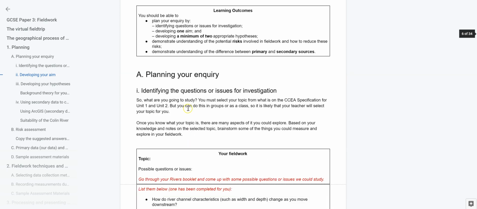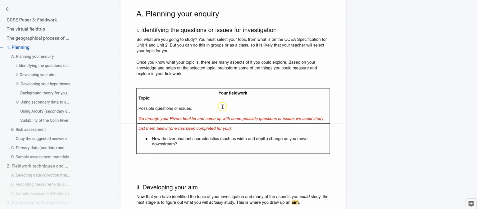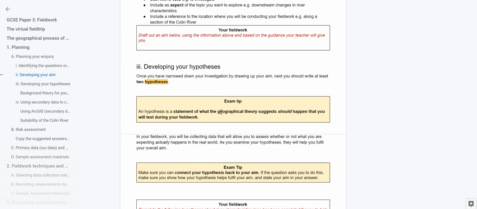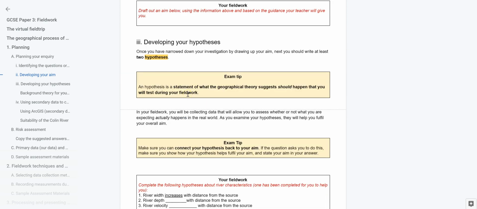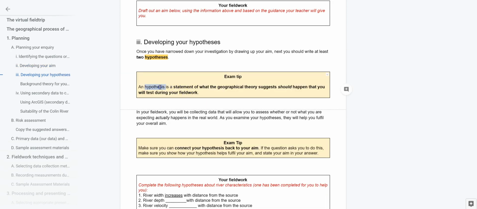Let's go back up here to our checklist. We identify issues for investigation, develop an aim, and we then have a minimum of 2 appropriate hypotheses. Let's go down and take a wee look at that. Now, the first thing that I need to do is to tell you what this word hypothesis means.